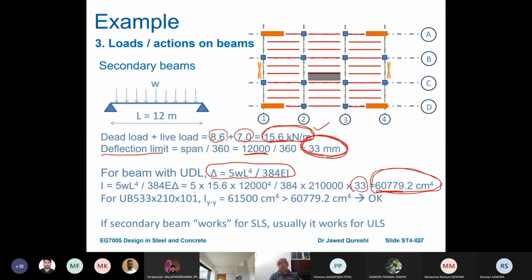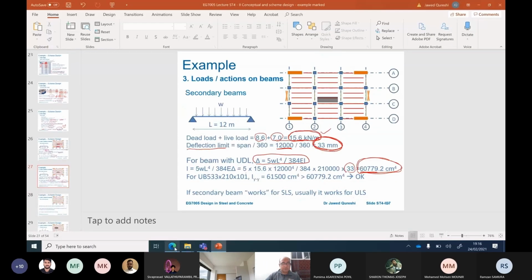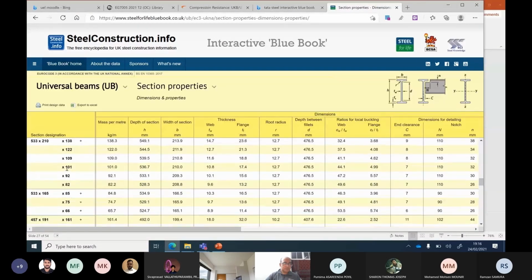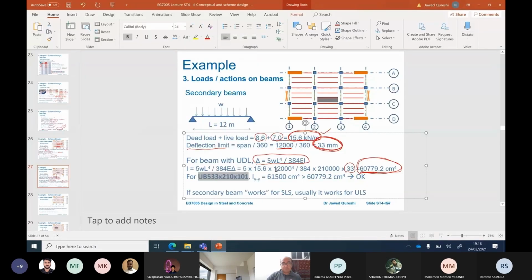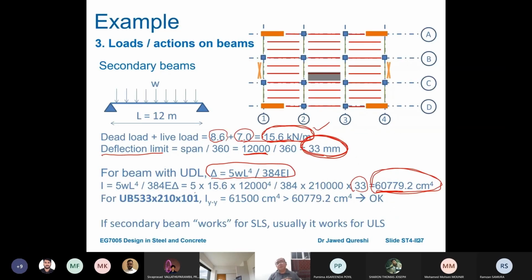From here, if you put all these values, you get this value, 60,779. The beam that we have chosen earlier, we have to see what its I is. If you go to Tata Steel Blue Book again, 533 210 101, its I is 61500. So our chosen section has got second moment of area in the major axis as 61500, which is higher than required. We can say that this beam is going to be fine in deflection. And usually for secondary beams, if the secondary beams work fine for SLS, normally it will work fine for ULS. The only thing you need to check here is the deflection for secondary beams.